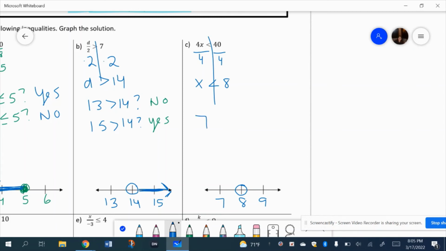So plug in our numbers. Is 7 less than 8? Or is 9 less than 8? 7 is less than 8 and 9 is not. Since 7 is part of our solution, we shade to the left.